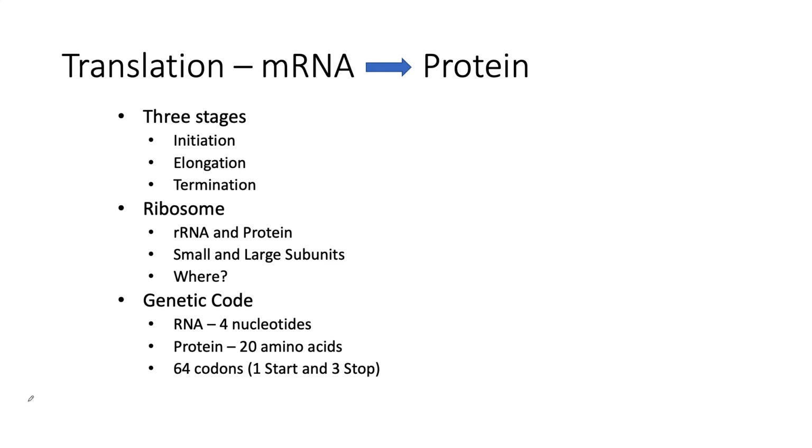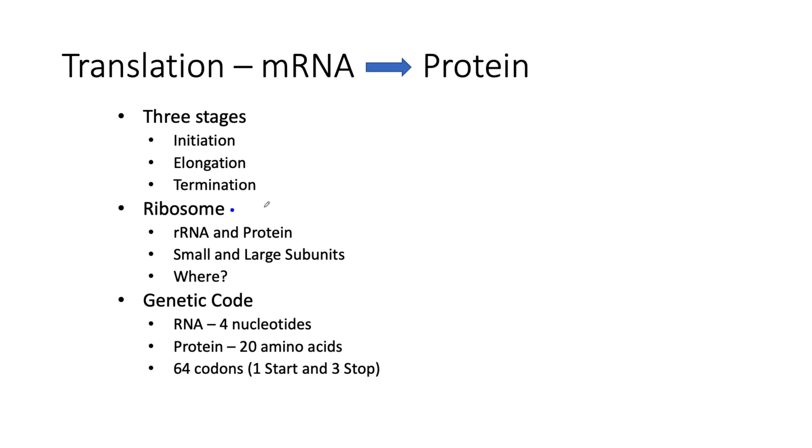So we left off with the end of transcription. We had our mRNA transcript, and now we will move on to translation, which is taking that mRNA message and producing the protein product. So as we saw with transcription, there's three stages: initiation, elongation, and termination. And remember, the ribosome is where translation is occurring.